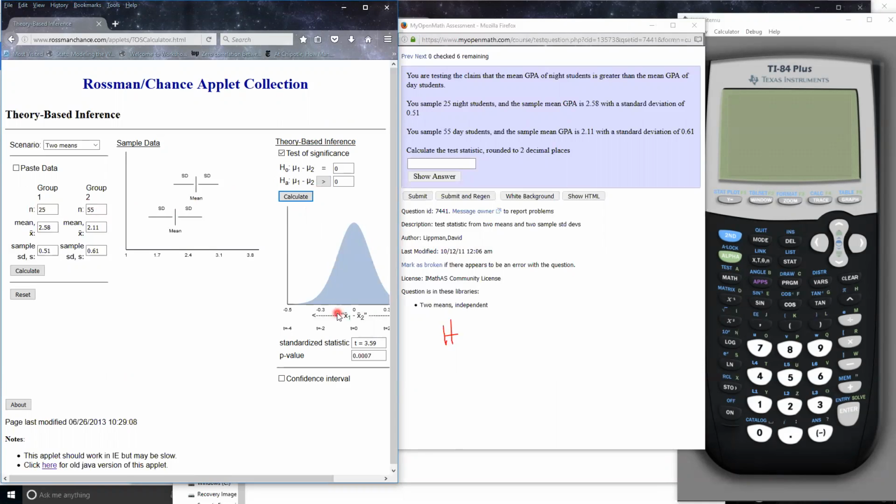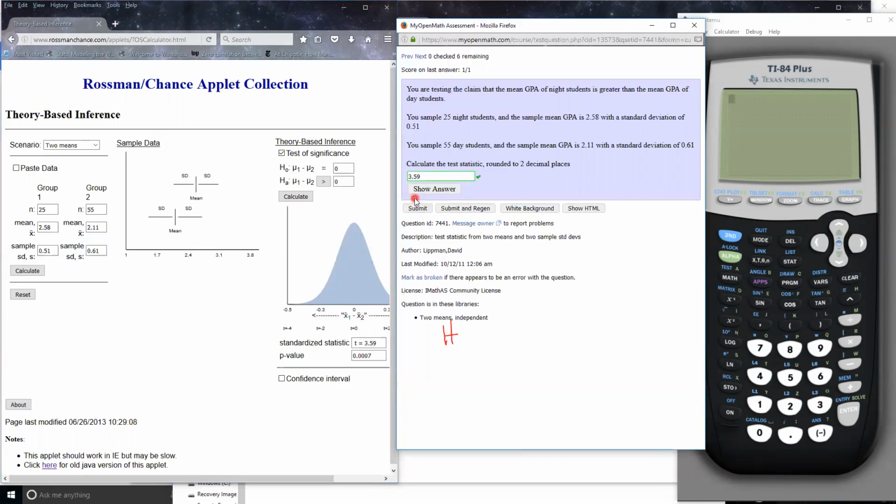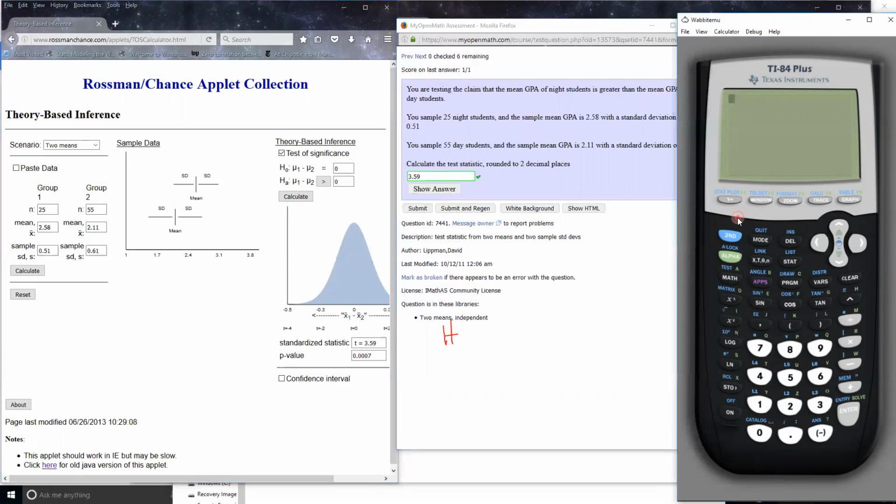So let's calculate it. So there's the test statistic, a very high test statistic. Not very likely to get a result this different if there's truly no difference. But they aren't asking us that here. Let's see if I get it right. I do. Now, if you want to do this on your calculator, you're going to do a stat test. You're going to do a two sample t-test. We're going to use t because we don't know any population standard deviation.